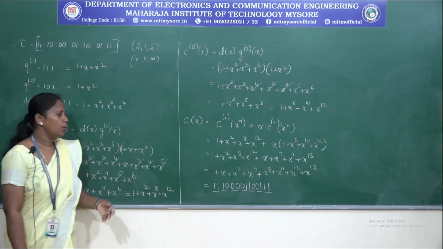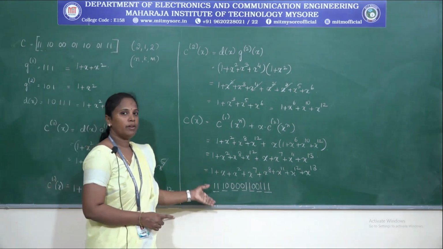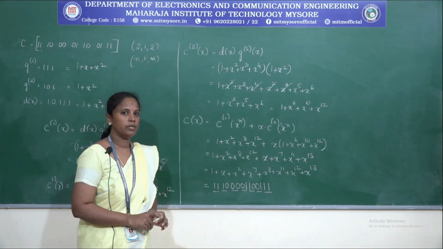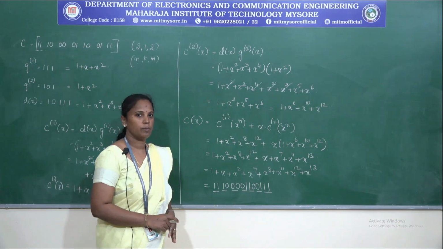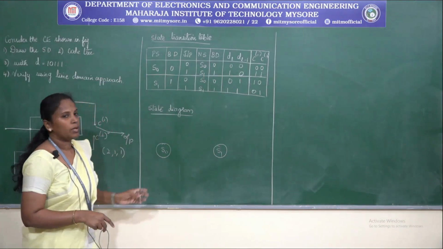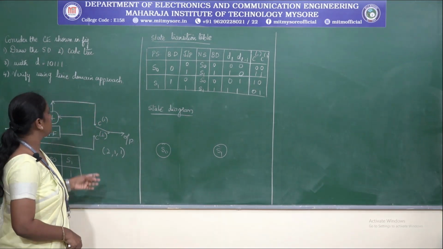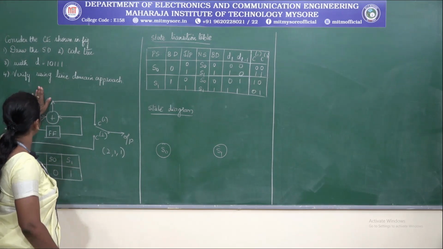That means whatever we have found out from the code tree has been verified by using either the time domain or the transform domain approach. Here we have used the transform domain approach and verified the answer. So this is one more example with respect to representation of the state diagram and code tree.